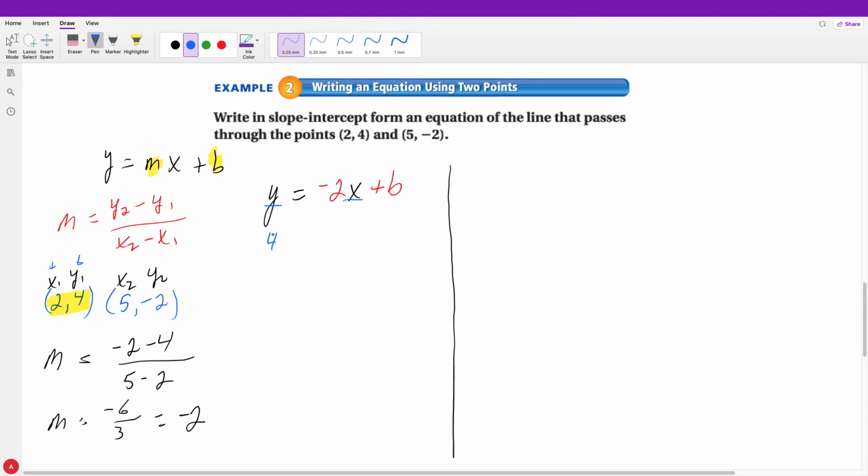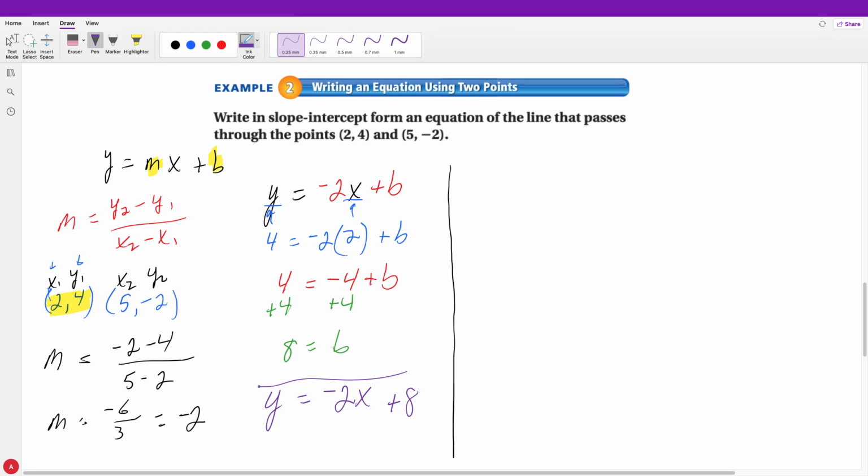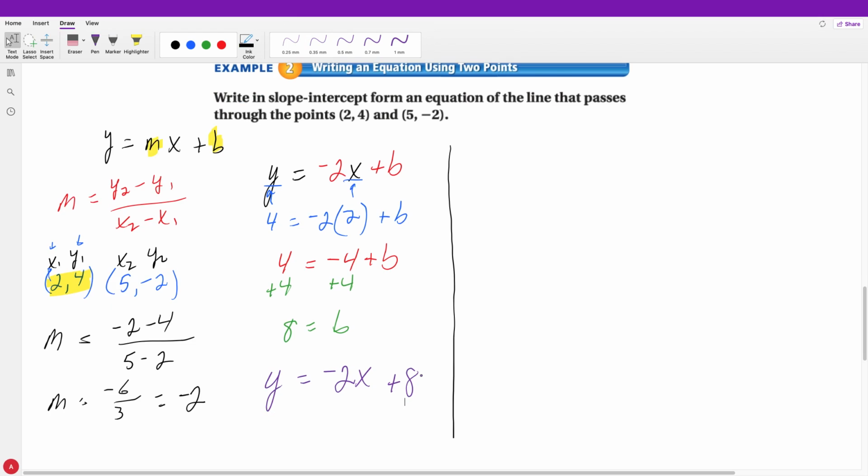So I then have 4 is equal to negative 2 times 2, because 4 we could substitute in for y, and 2 we could substitute in for x, and then plus b. And now I just need to go ahead and solve for that b. Well, now I get 4 is equal to negative 4 plus b. And then to isolate that b, I need to add 4 to both sides, and 8 is equal to b. So I get the final answer here, that y is equal to negative 2x plus 8. So that is one way that you can do this. Let me go ahead and circle this a little bit better for you. So that's one way that you can do this.